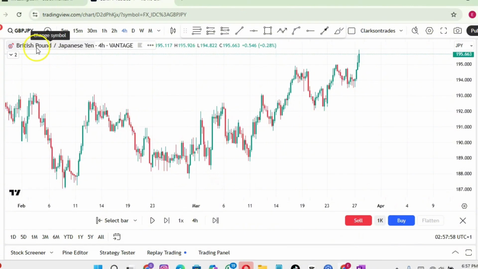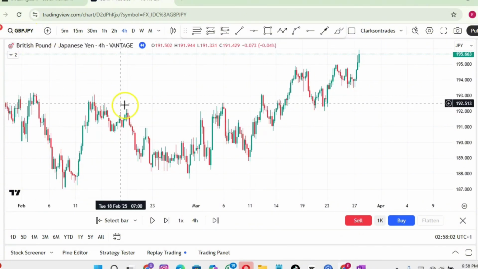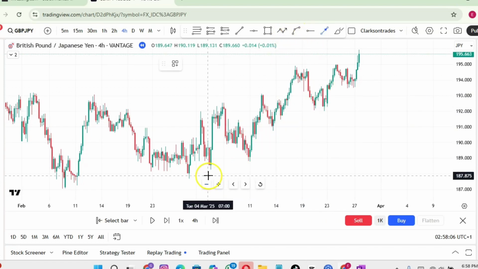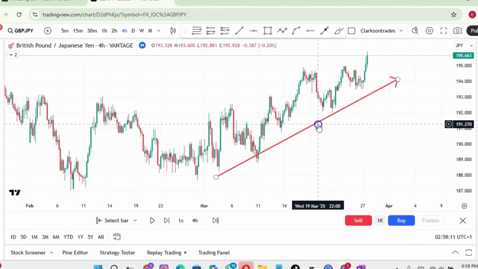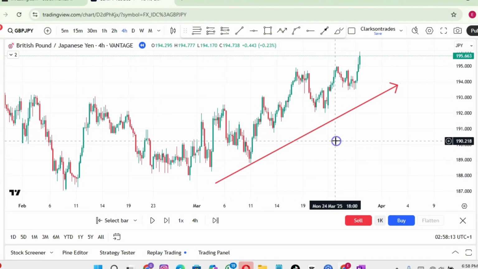Okay, this is the Great British Pound against Japanese Yen. Now look at the direction of this market. It's going up. It means that what? It means that buyers are present in this market at this particular time. And for me to make money in this market, I also need to be a buyer.